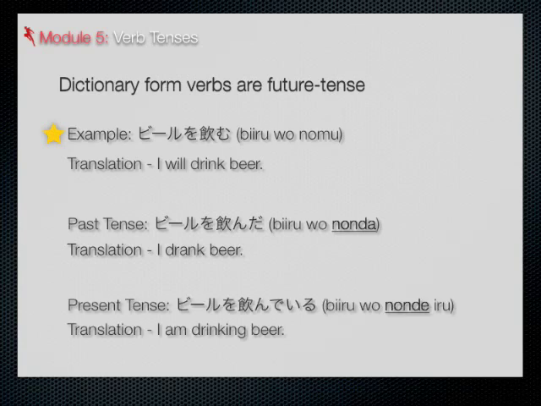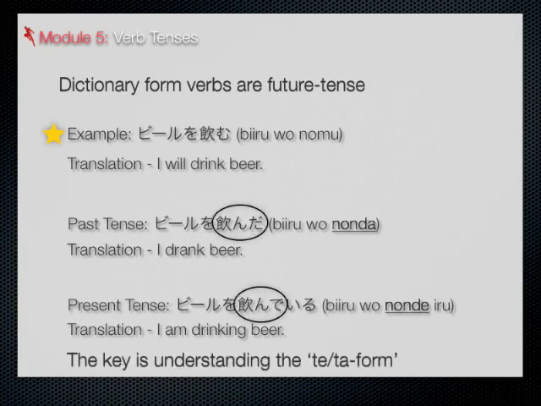For the present tense, we want to use the te form of the verb and add the letters iru to the end of it. So for our beer drinking example, the present tense of the sentence would be biru o nondeiru. "I am drinking beer." And just as a side note, this is all casual speech. I'll go over how to use more polite Japanese and convert between present and past tense a little bit later.